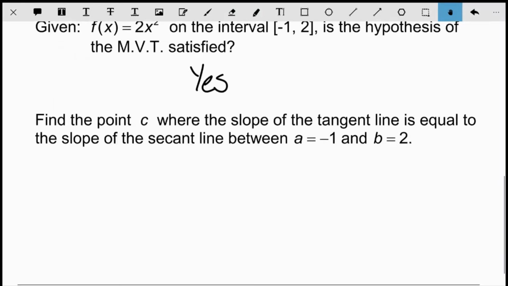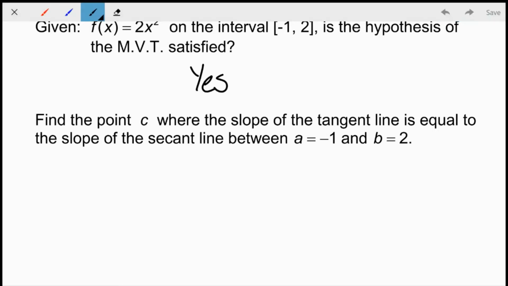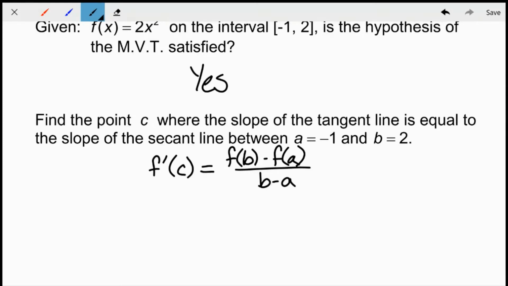So then the second part, find the point c where the slope of the tangent line is equal to the slope of the secant line between -1 and 2. So again, what we should be thinking about is we need f prime of c to be equal to f of b minus f of a over b minus a. Okay, so fairly simple. Now, in our case, for this particular problem, f prime of x is equal to 4x. And we also know in this case that b is 2 and a is -1.